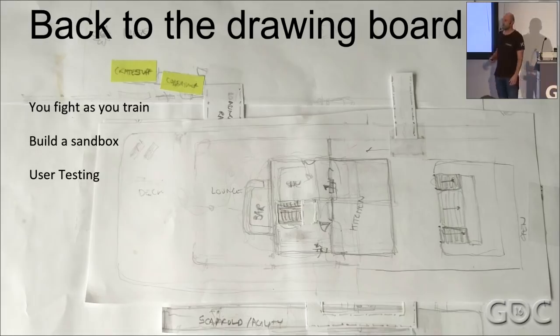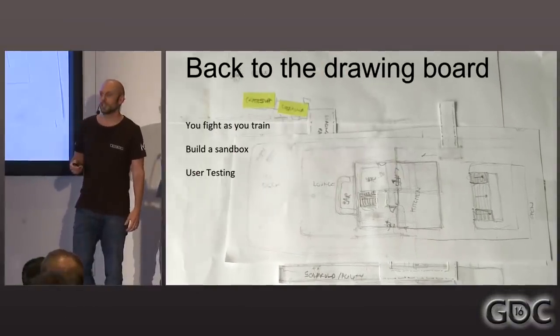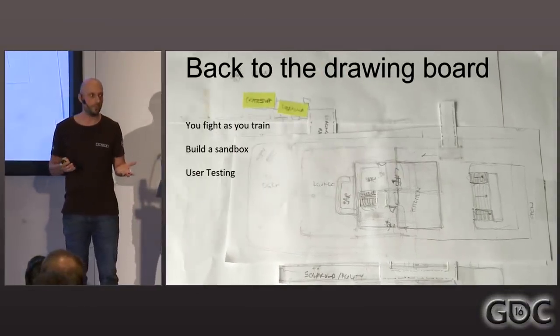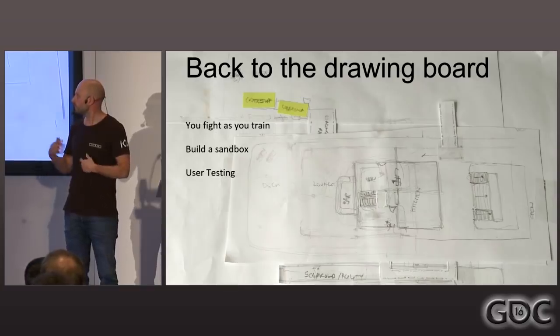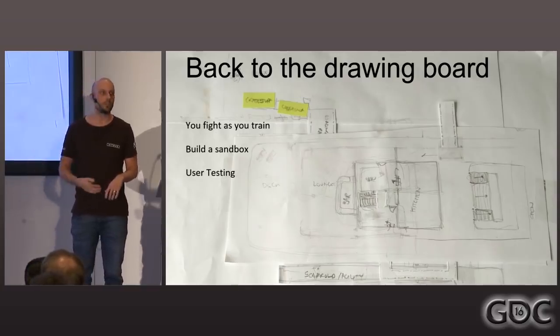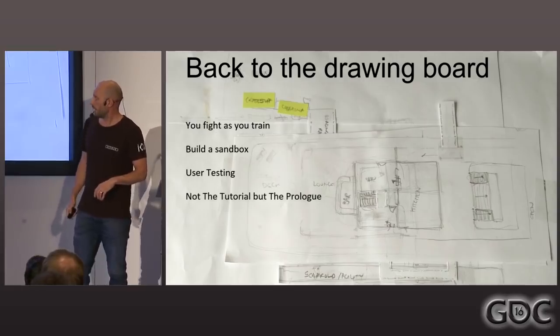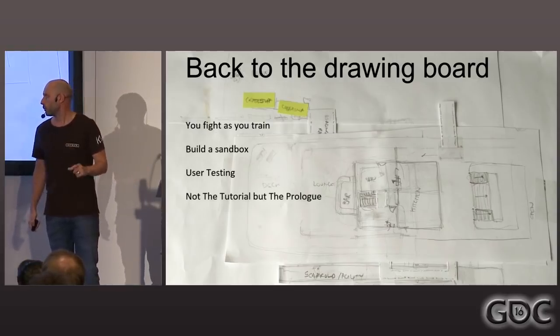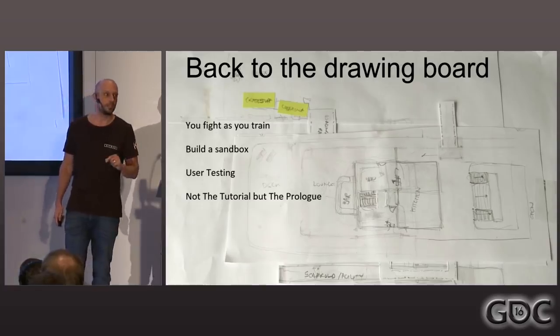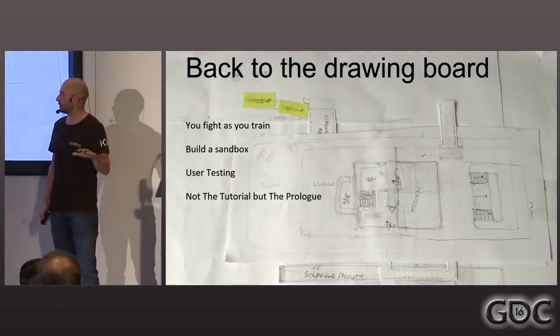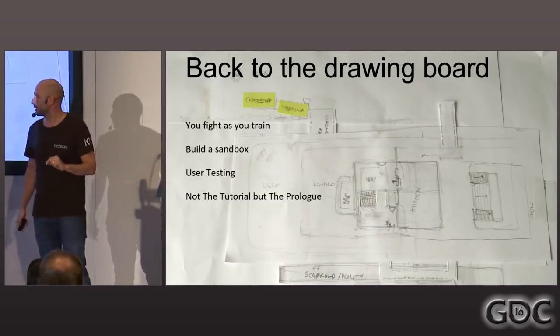Then we need to team up with the user research team and do rapid prototype testing, where we just do it every second week, punch out a new build, and try it out again with a smaller group of people. And then we need to stop calling it the tutorial, and instead we're going to rebrand it to the Prologue. And now I have to say the Prologue for the rest of this talk. That's going to be a challenge.